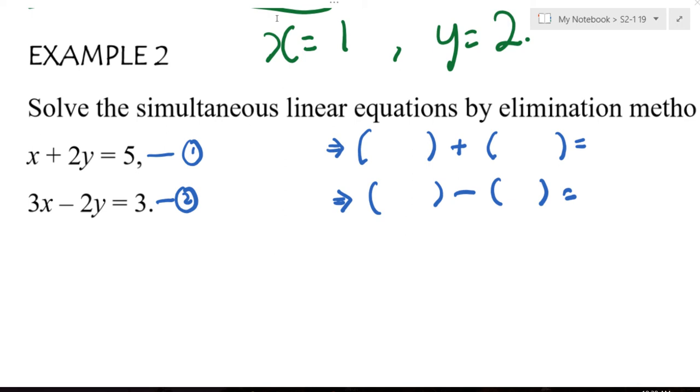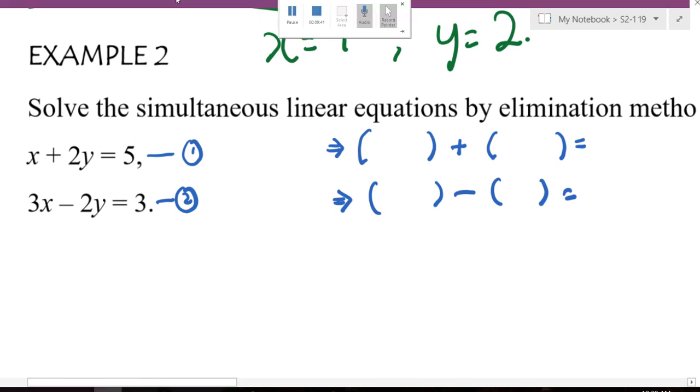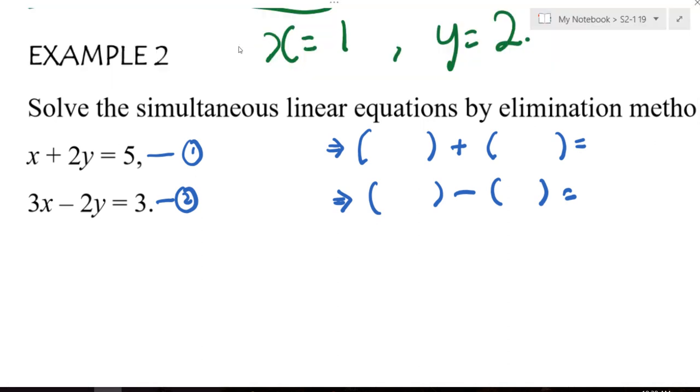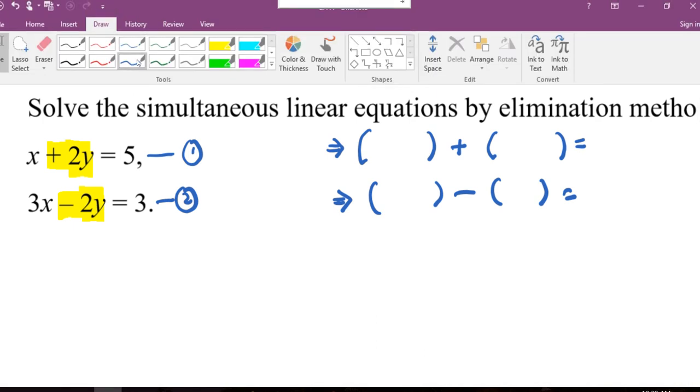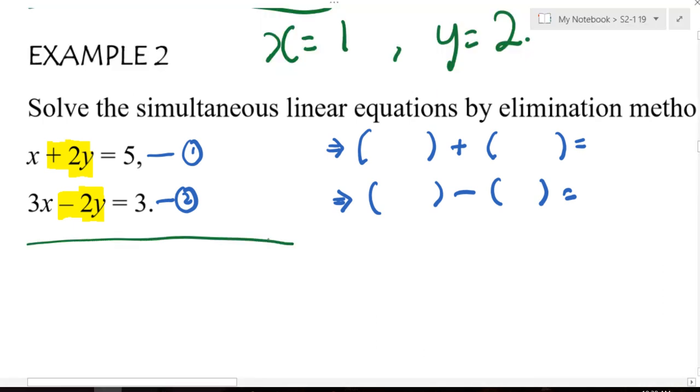Now, Danish, is it the x the same number or the y the same number? Y. So, can all of you take out your highlighter and highlight? It seems that this number is the same. Maybe the sign as well. And the conclusion is, I want to remove the y.